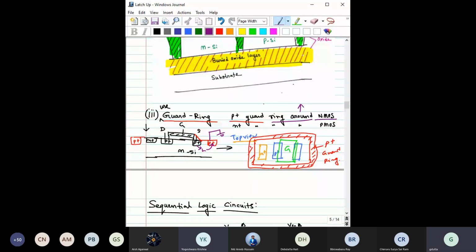P plus guard ring should be connected with ground, okay, and N plus guard ring would be given across this NMOS, and the N plus guard ring has to be connected with VDD, right? So that the injected electrons would be captured by that guard ring only. That way you can prevent the latch up operation.